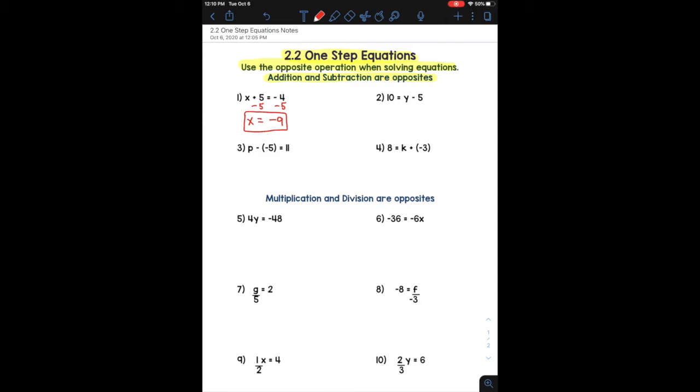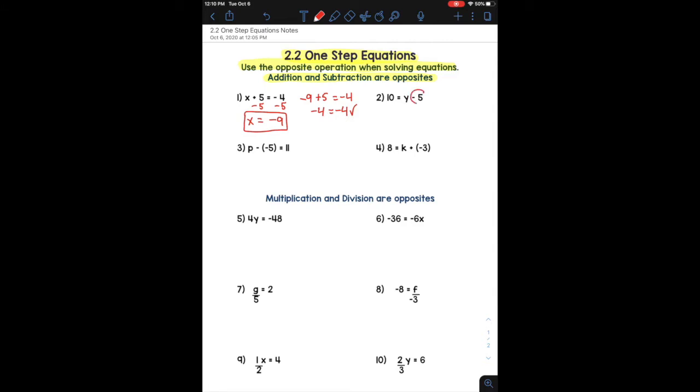And if you wanted to check to see if your answer is right, you could always plug -9 in for x and see if the equation is true. For example, if x is -9, we'd have -9 plus 5 equals -4. -9 plus 5 is -4, and since that is equal to -4, we know we're correct and that -9 is the solution.